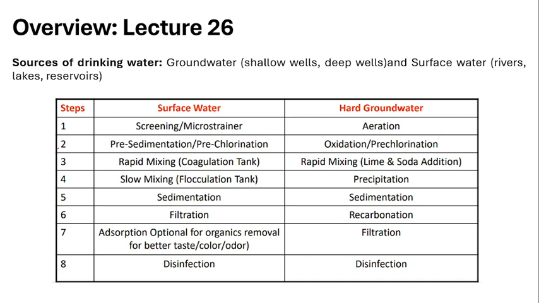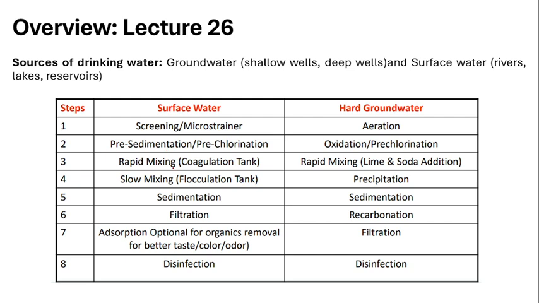This is a table showing the difference in the treatment steps for surface water and hard groundwater. We will discuss it in detail in the next slide. First, we will look into the steps of surface water. The first step is screening or microstrainer. This is a simple straining method like we do in our house. This straining is the removal of larger solid particles, and then comes pre-sedimentation or pre-chlorination. This is a pre-treatment step, and then comes the rapid mixing.